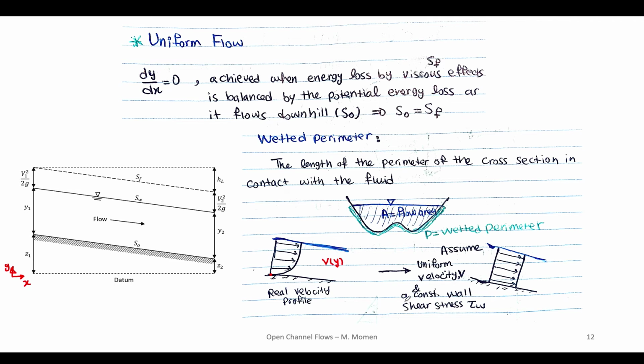So this is the first assumption that we make, and the second assumption is that we have a constant wall shear stress along the channel. So this tau w, or shear stress at the bottom of the wall, is going to be a constant value.